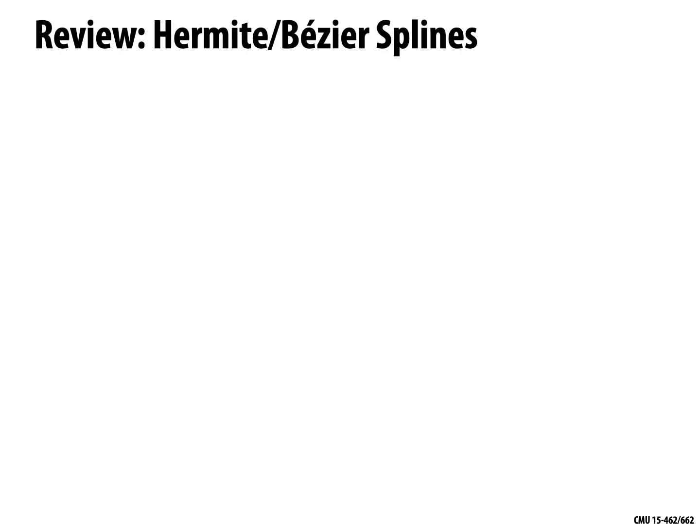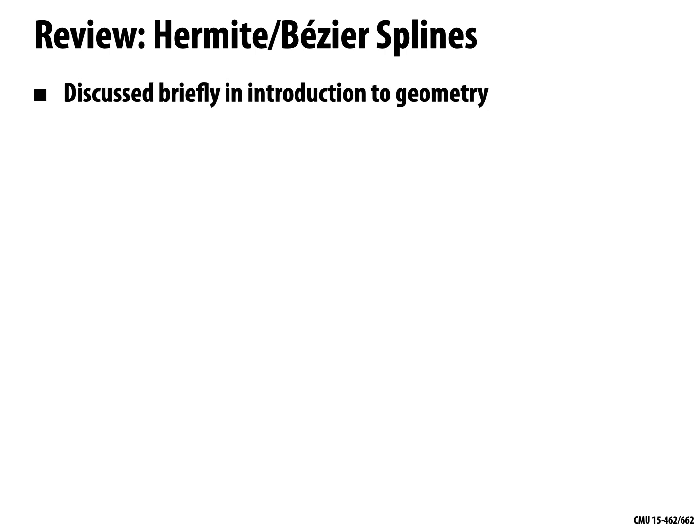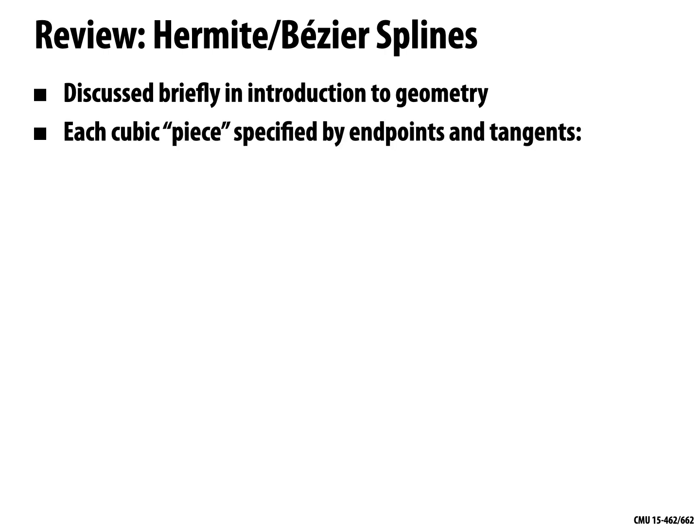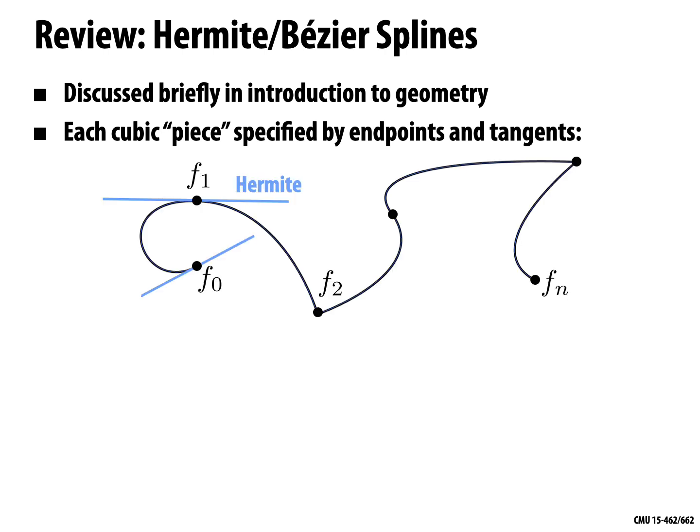So let's look at Bezier splines. We actually talked a little bit about Bezier splines already in our introduction to geometry. We said Bezier splines are linear combinations of what are called the Bernstein polynomials. Another way of thinking about this more geometrically is to say each cubic piece of our spline is specified by endpoints and tangents. So we have endpoints F, and we have these blue lines, these tangents.